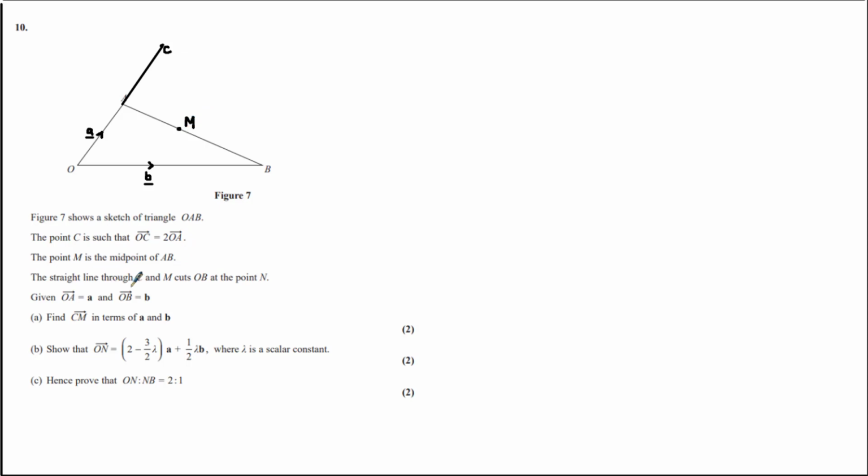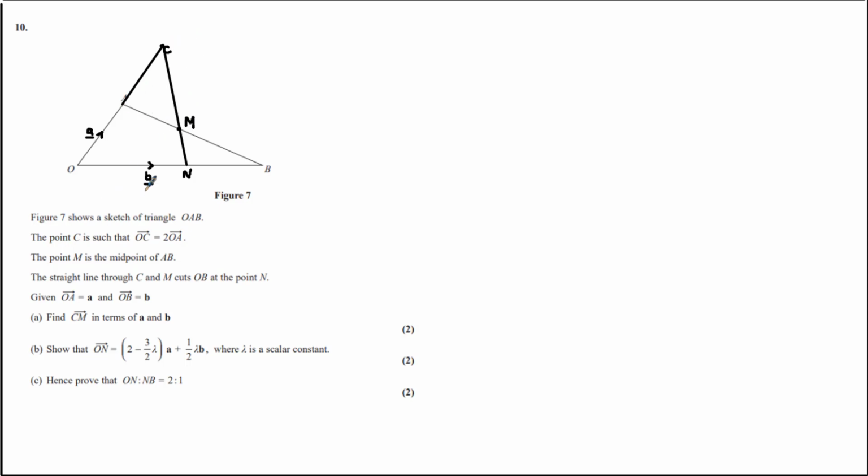And we're then told that the straight line through C and M cuts OB at the point N. So there's going to be a straight line which goes through C and M, which cuts this line OB at the point N. So the first part wants us to find the vector CM in terms of A and B. Now in order to do this, we need to try to find some other way of expressing the vector CM using other vector paths.